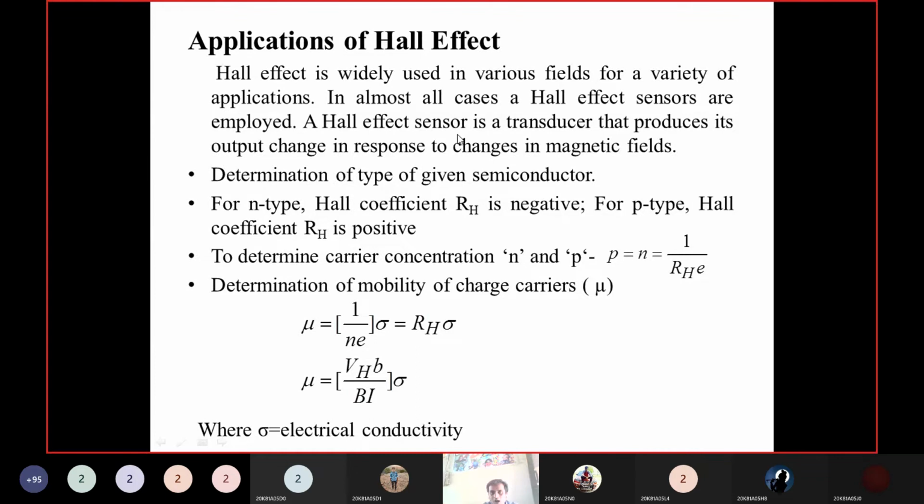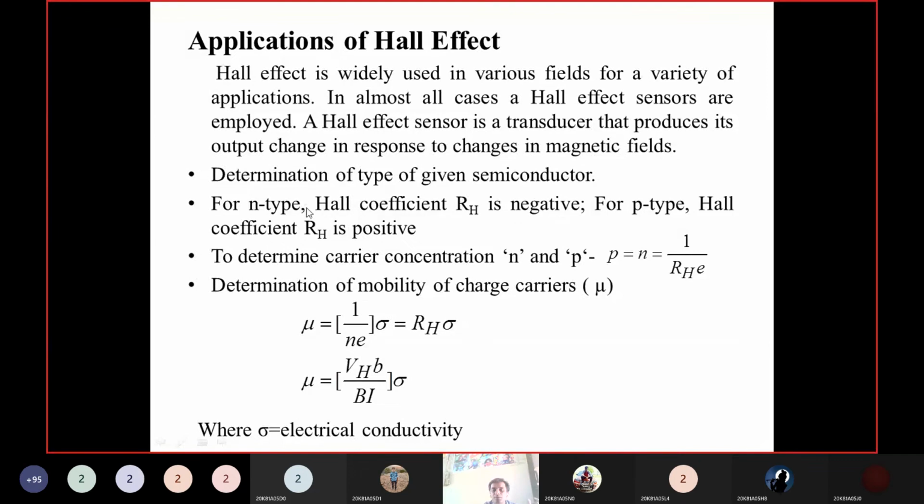The second one is the determination of the type of semiconductor, whether it is P type or N type. For an N type semiconductor, the Hall coefficient will be negative. That means if the charge carriers are electrons, the Hall coefficient will be negative. If the charge carriers are holes, the Hall coefficient will be positive, meaning it is P type.